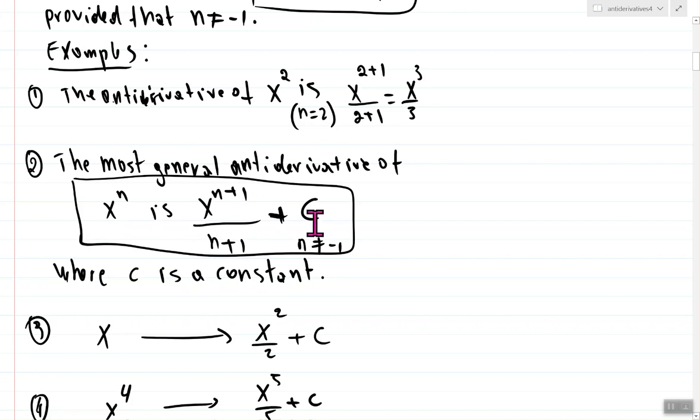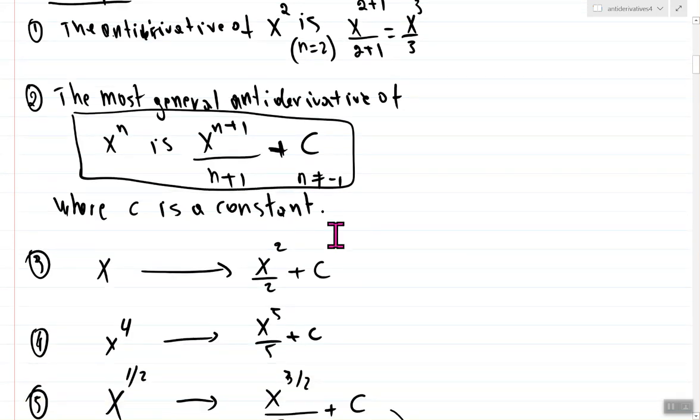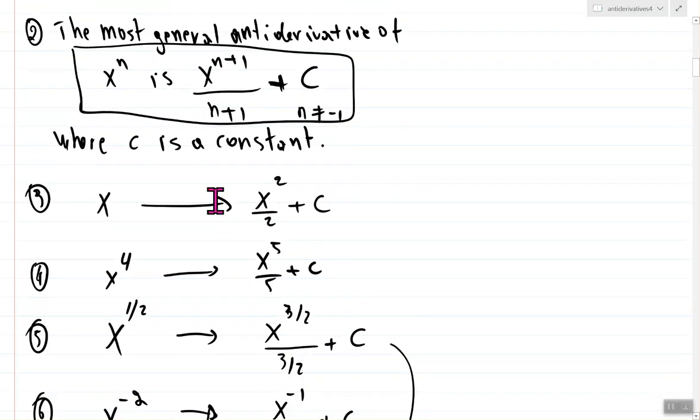C is a constant. Of course, this formula can only be used as long as n is not equal to negative 1. So if n is equal to negative 1, you're going to use a different formula. We will get to it. So let's just play with the antiderivative here. The antiderivative of x, we know, is going to be x squared over 2 and then plus c.